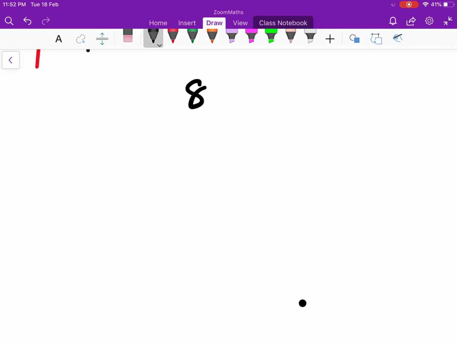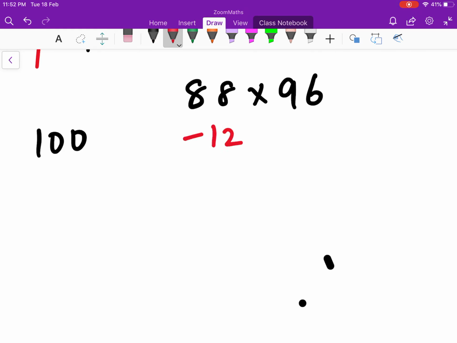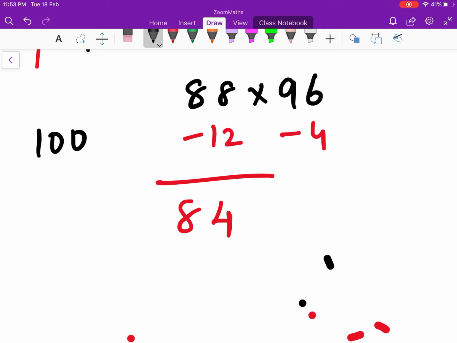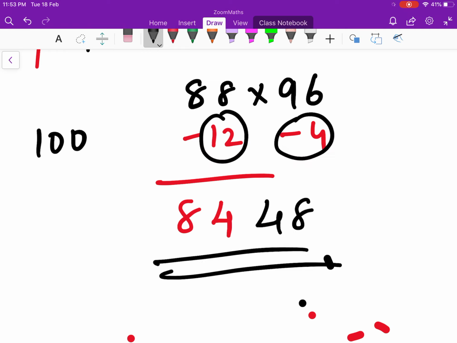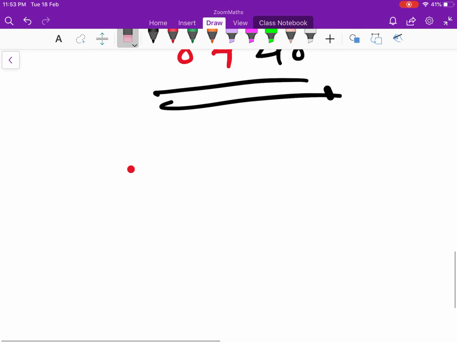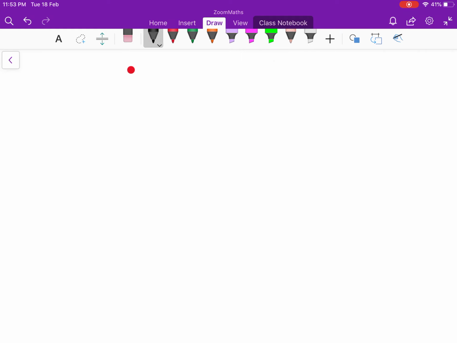Let's say 88 into 96. Okay, so your base is 100. Your deviations are minus 12 and minus 4. So what I do is I'll take this number 96 minus 12. That is nothing but 84. Okay, base is over, deviation is over, sum is over. Now product, minus 12 into minus 4 is 48. Your answer is 8448. That's your answer. Seeing this is so easy. Okay, now let's take one more number.